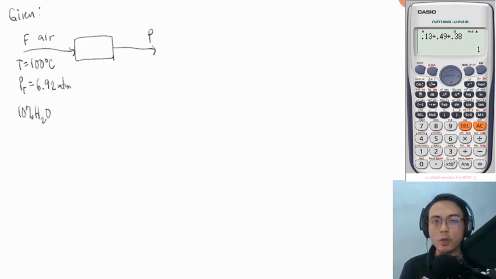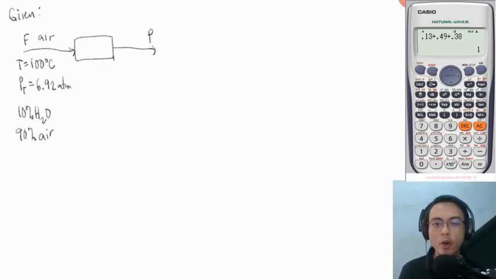Now, you need to know this: the percent by volume is the same as percent by mole. So when they say it's percent by volume, you can already assume that it's also percent by mole. So this is 10% by mole water. The remaining 90% by mole here would be our air, in which 79% is nitrogen and 21% is oxygen. Okay, first question.